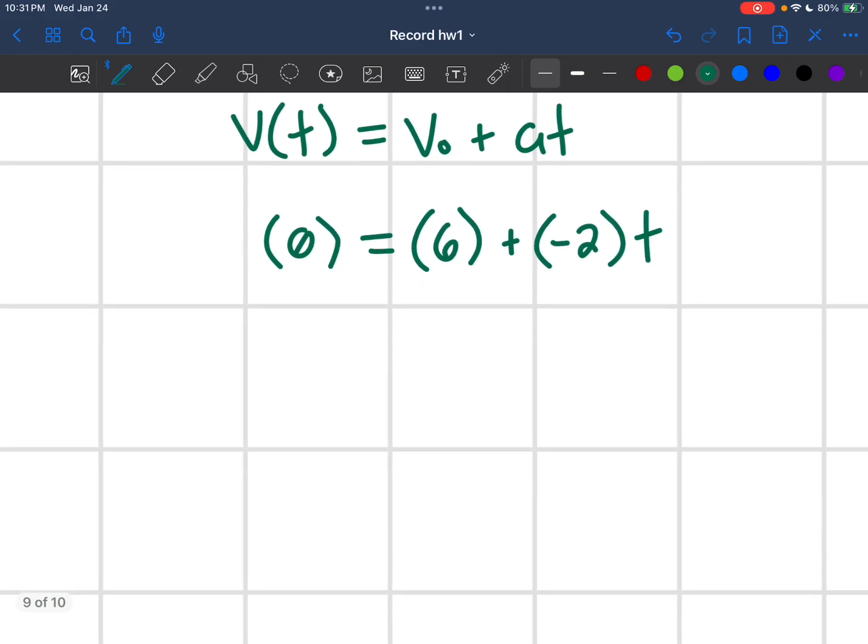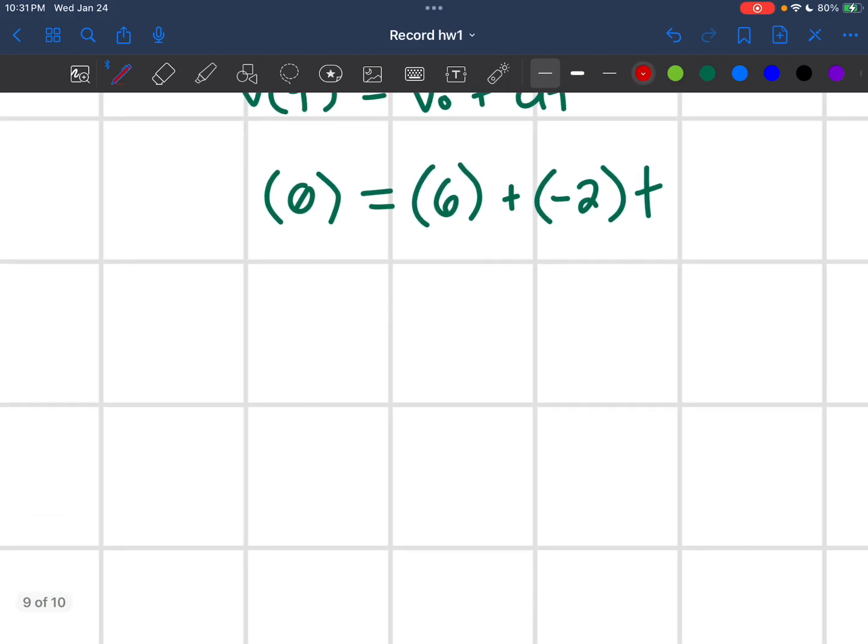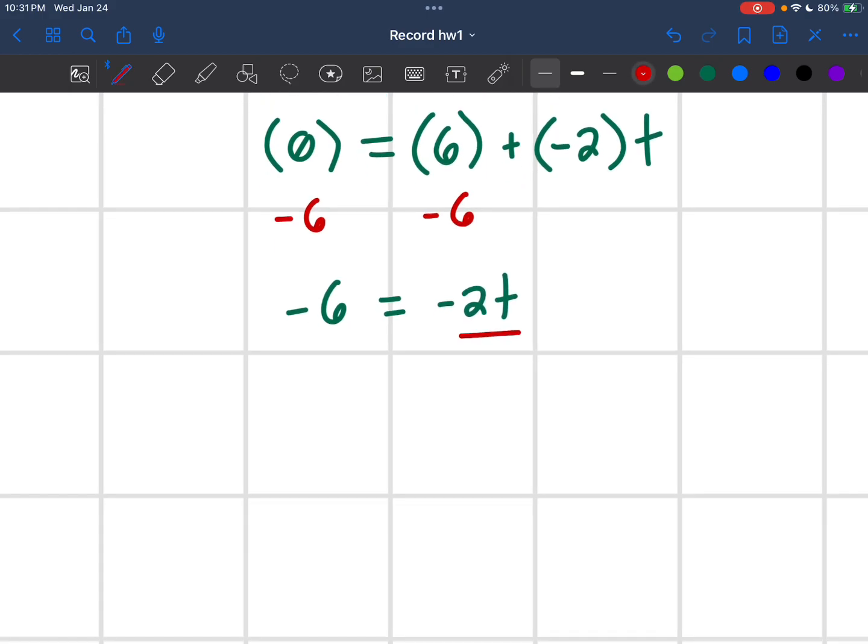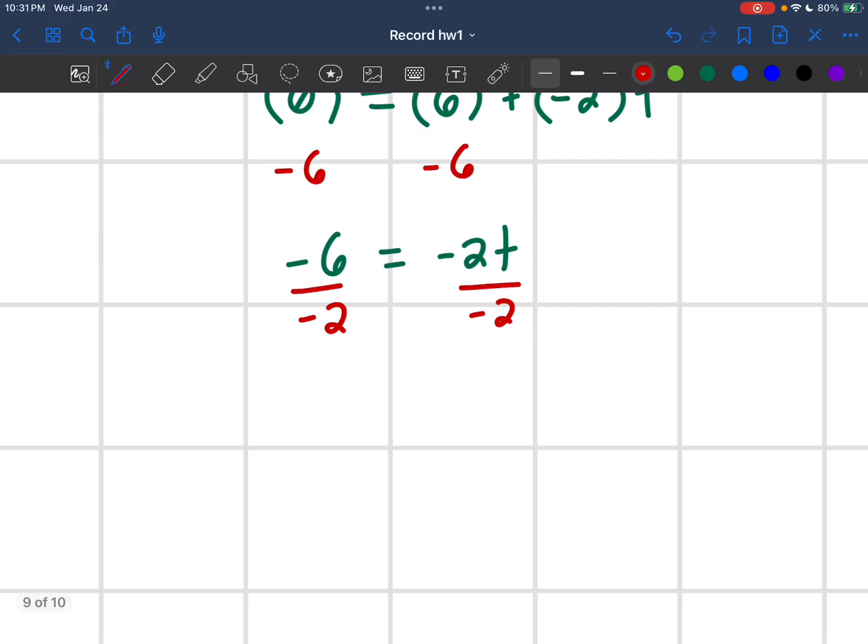So when I solve this, I'm going to subtract 6 from both sides of my equation. So I'm going to have -6 equals -2t. Then I divide by -2 on both sides. Negative over a negative is going to become a positive. It's going to be +3.